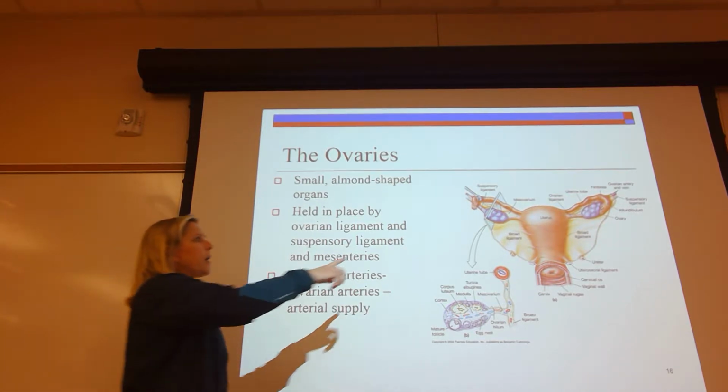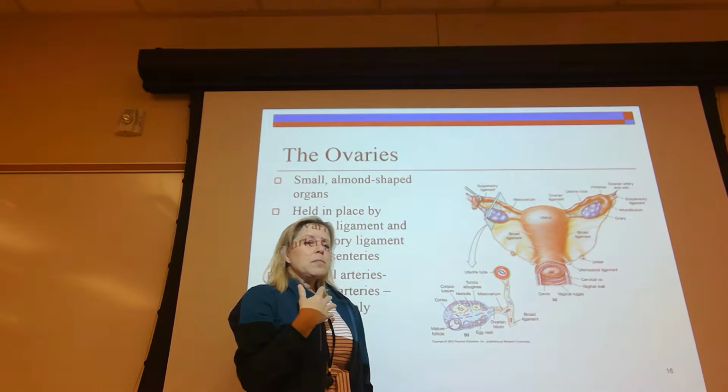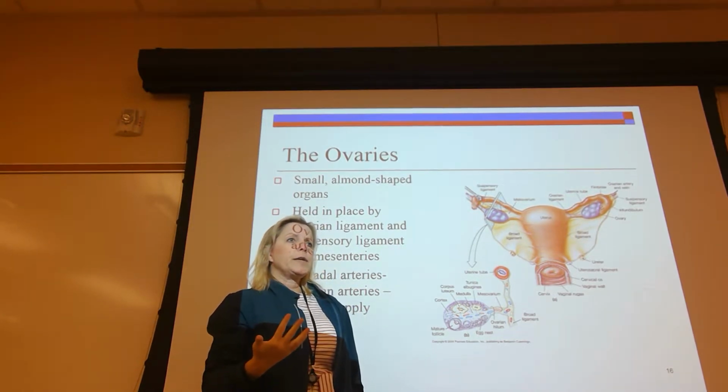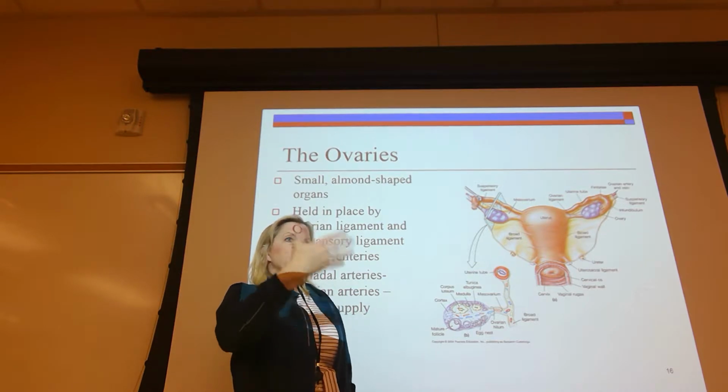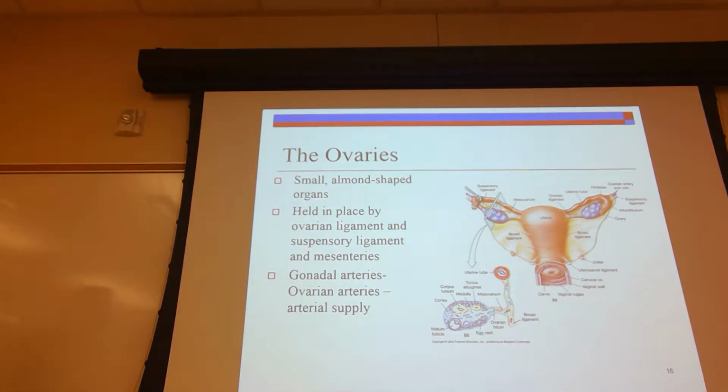And also, they're held by something called the suspensory ligament, which is really a misnomer. It's not a ligament at all. It is the ovarian arteries and veins wrapped around with the mesentery. The gonadal arteries, as you learned from them on the cat, are the ovarian arteries if it was a female cat, and it would have been the testicular arteries if we were studying a male cat.